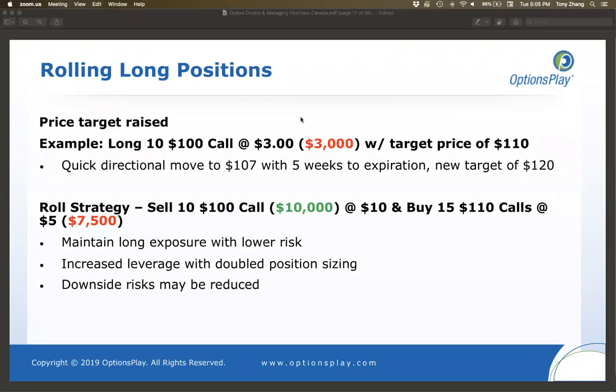You can only take risk off if a trade is going in your favor. You can't take risk off if a trade is going against you. So keep that in mind. When a trade goes against you, it's best to just cut your losses and move on.